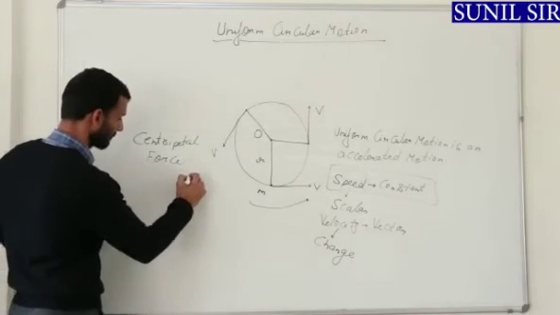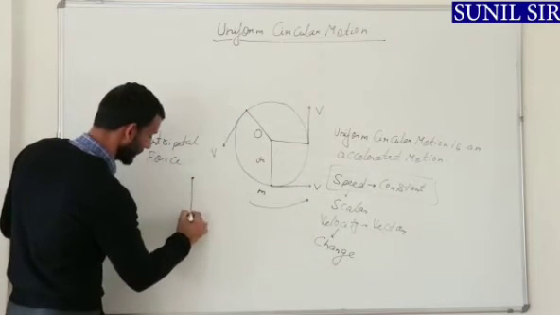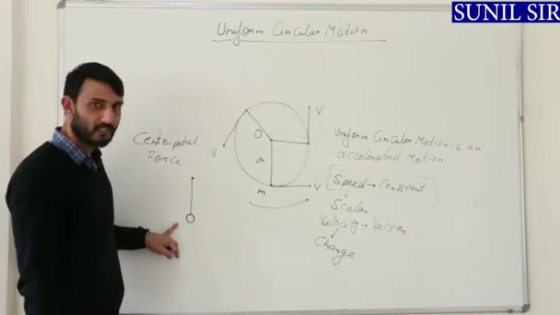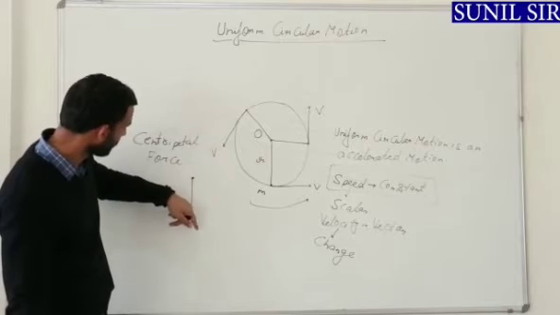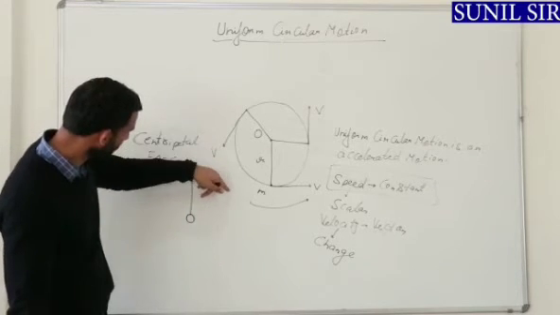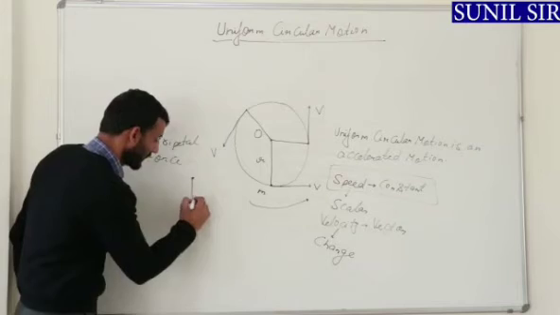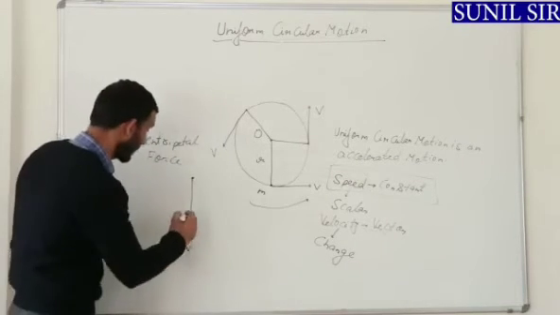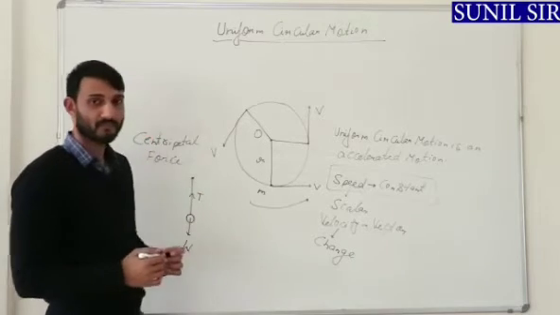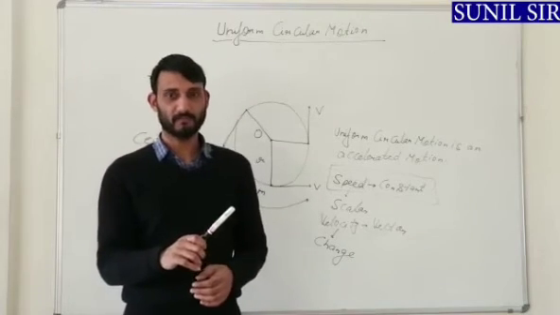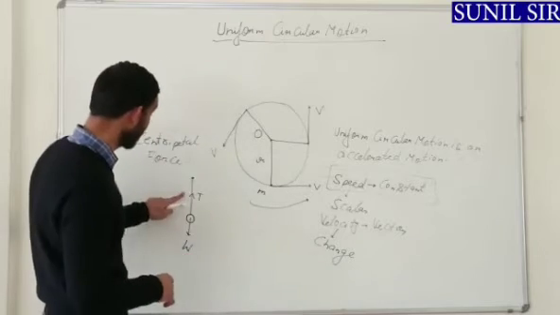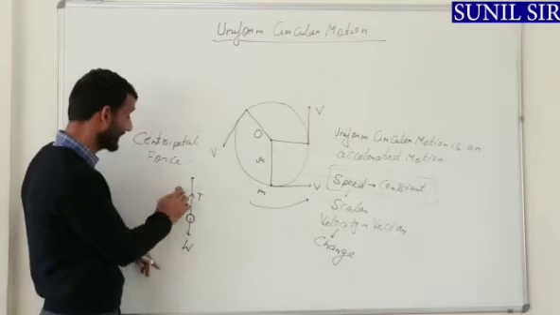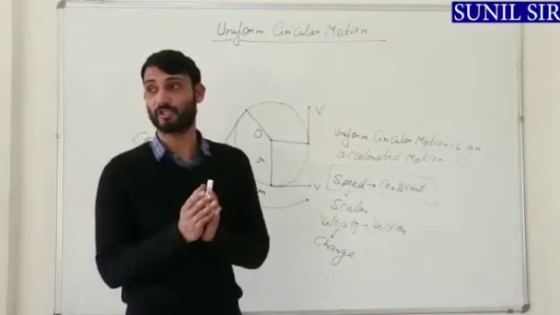So suppose this is a thread, this is an object, and the object is tied with a thread. Now if you hold the thread here and you start rotating this object in a circular path, the weight of the object is acting downwards. There will be a tension in the string, and because of this tension, a centripetal force will be provided. So in this case, this tension is providing the centripetal force.